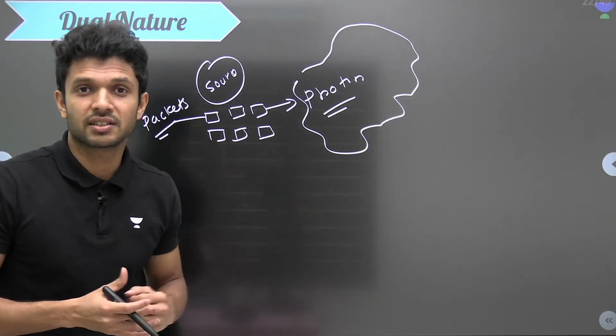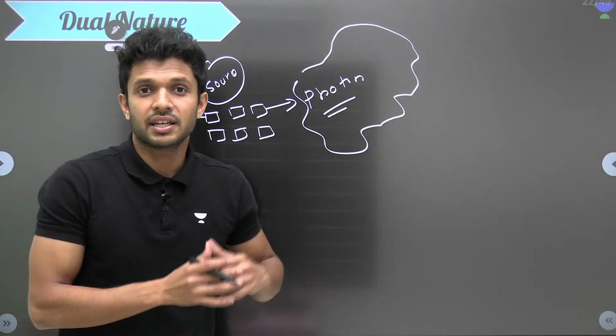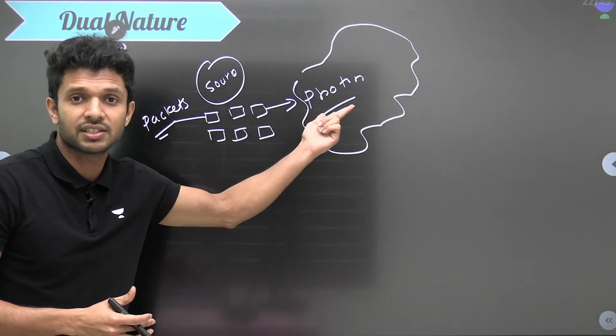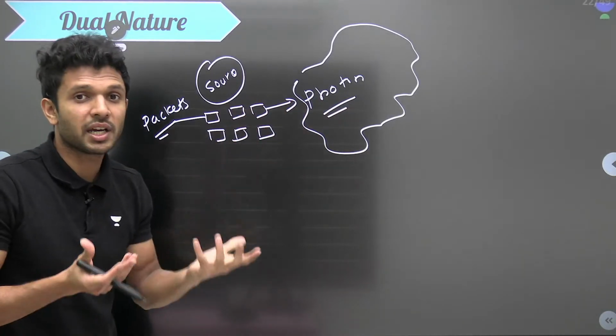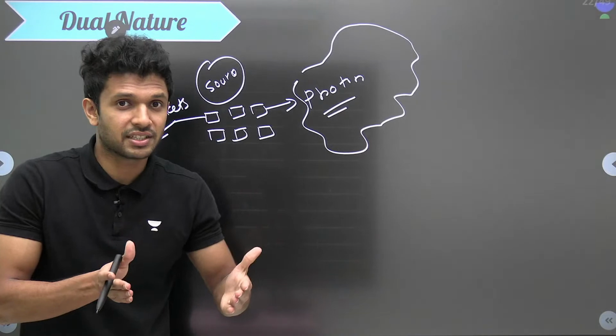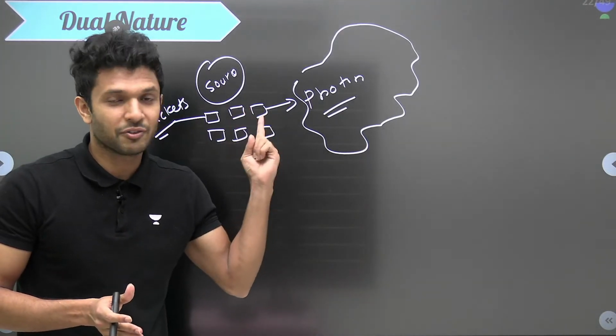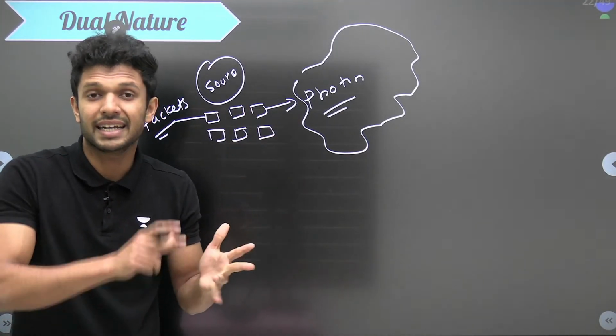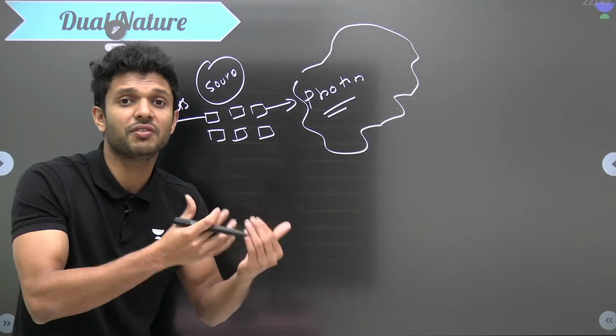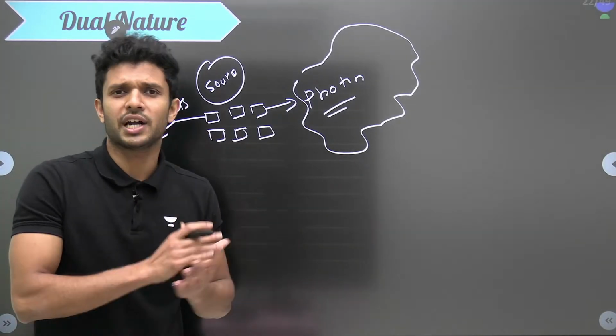Then everyone started to ask, Einstein, if we give this particle nature to light, we won't be able to explain diffraction and interference, which we have learned in wave optics according to the wave theory of light. He had a solution for that also.